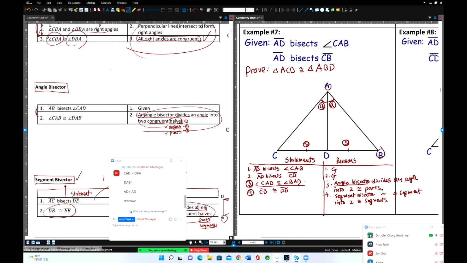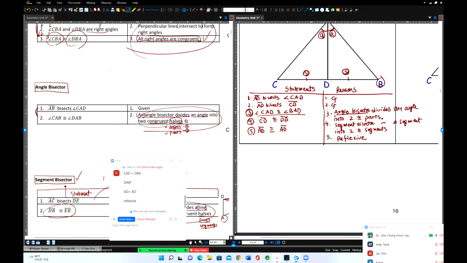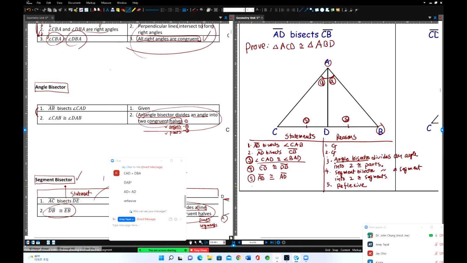AD equals AD. Okay, very good. AD for the left hand side triangle, AD for the right hand side triangle, congruent. This is reflexive. We got all 3. 6, this is a question mark. Why did I mark a question mark? Anyway, triangle ACD is congruent to triangle ABD.